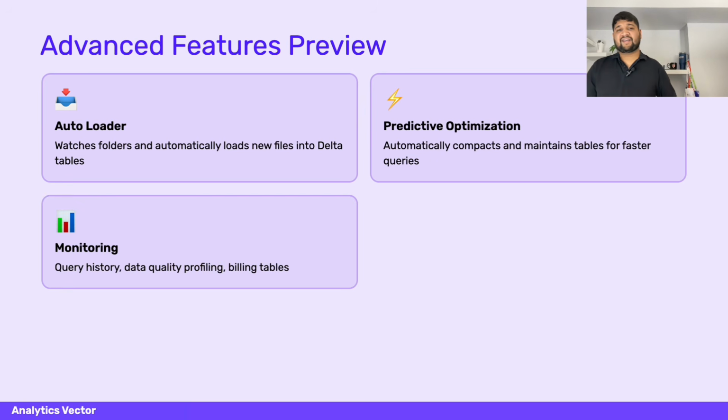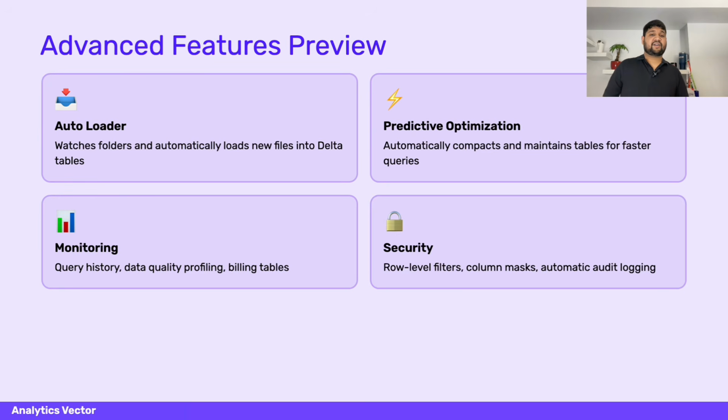Third, monitoring. Every query you run is logged in the query history with execution plans and timing. There is built-in data quality profiling that tracks drift over time. System billing tables let you track every dollar of compute spent.